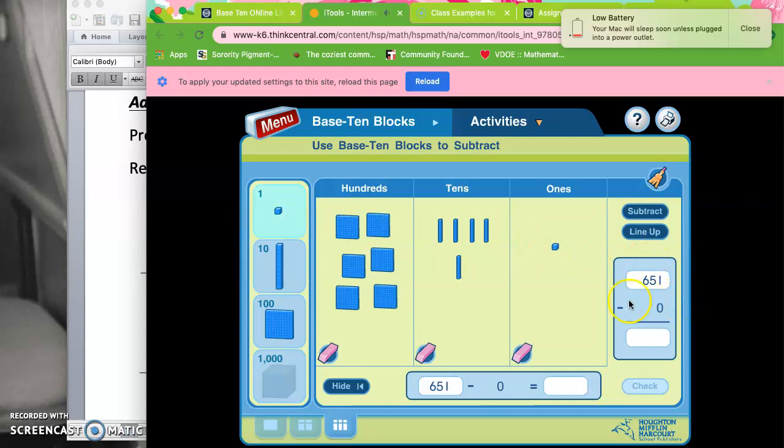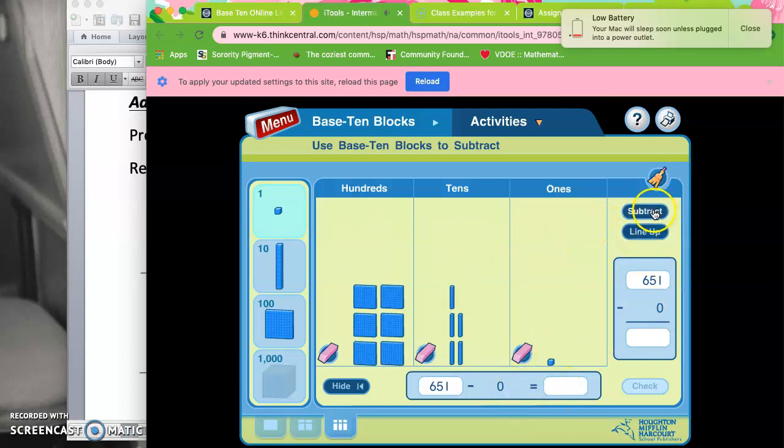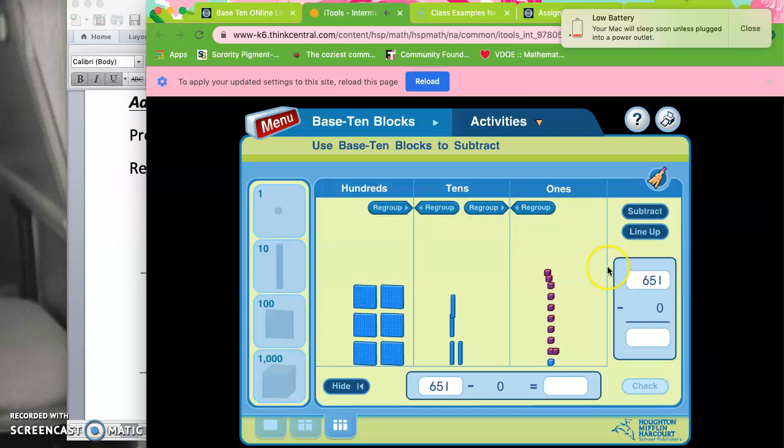Okay, so unlike the addition problem, the second number didn't pop up down here. So we need to start taking it away. So we're going to line them up and then we're going to subtract. So we can't take anything away from the ones place because there's only one little guy hanging out here by himself. So we're going to borrow from our neighbors and we're going to regroup this way. That's going to break up a 10 stick. So now we have enough to subtract.